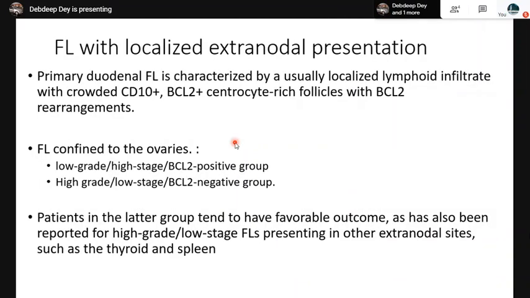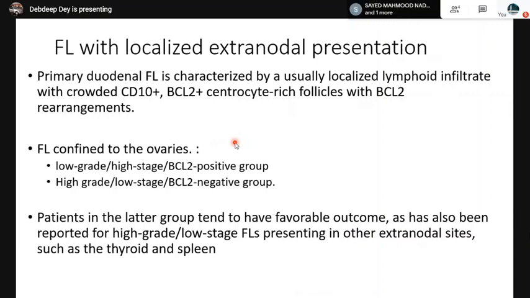Follicular lymphoma with localized extranodal presentation: primary duodenal follicular lymphoma, which is characterized by a usually localized lymphoid infiltrate with crowded CD10 positive, BCL2 positive, centrocyte-rich follicles with BCL2 rearrangements.